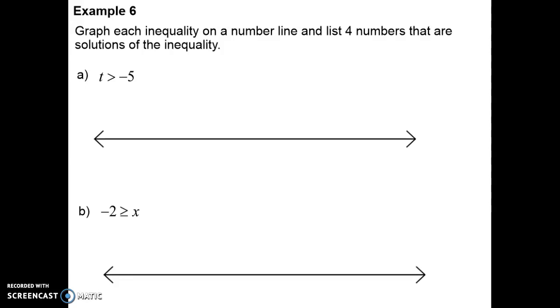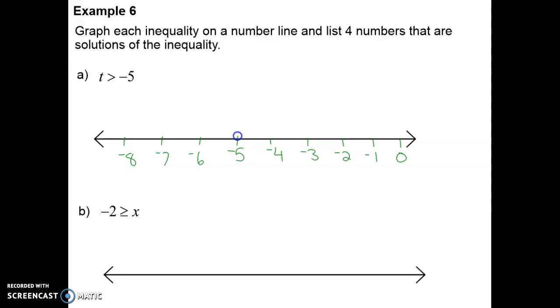Example 6. We're going to graph each inequality on a number line and list 4 numbers that are solutions of the inequality. My first inequality is t is greater than -5. So I'm going to put -5 somewhere along the middle of my number line. I'm going to put the numbers that are lower than that on the left and the numbers that are higher on the right. And then I'm going to graph it.